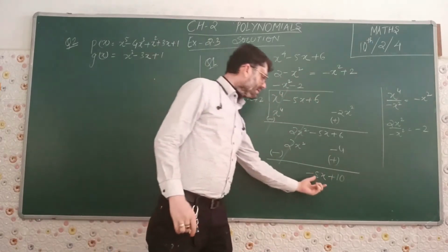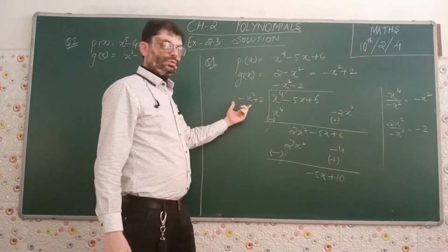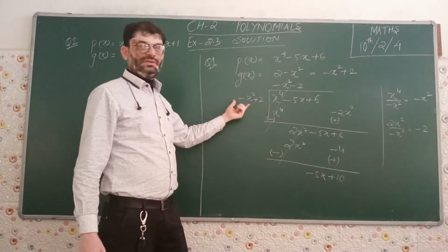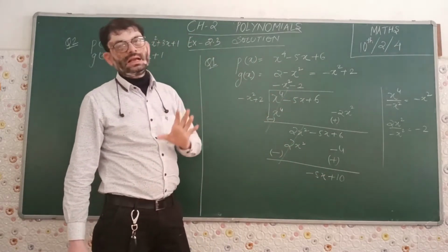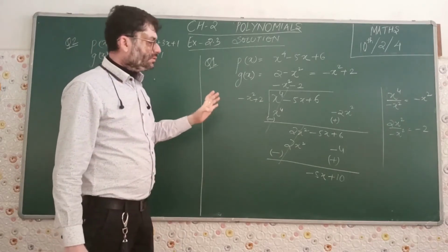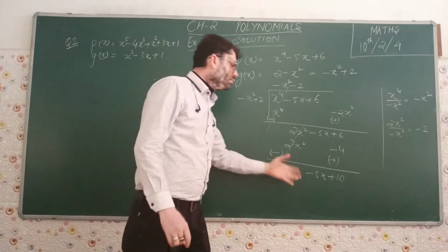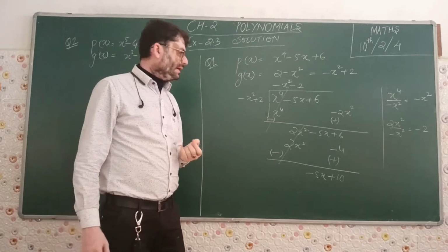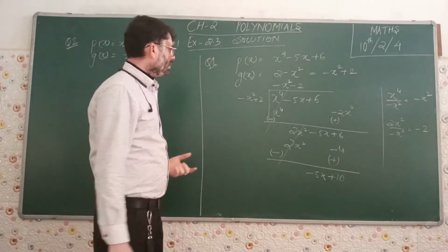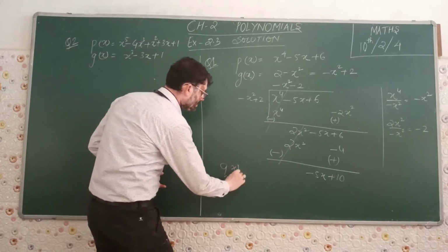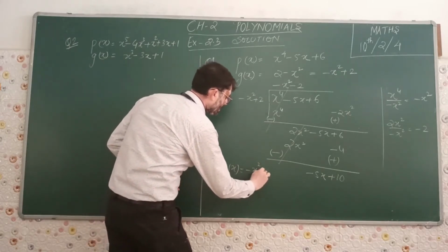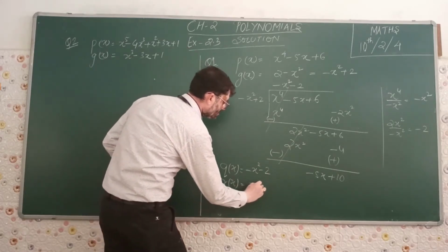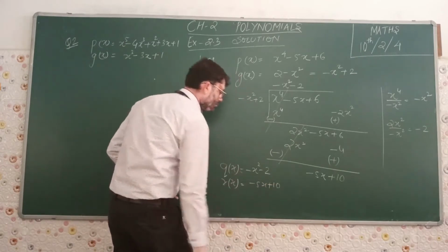Now the degree of x is 1 and the degree of the divisor was 2. Now the degree of the remainder is less than the degree of the divisor, that means our division has been completed. The division continues till the degree of the remainder becomes less than the degree of the divisor. On division, now we have got the quotient q of x is equal to minus x square minus 2, and the remainder r of x is equal to minus 5x plus 10.